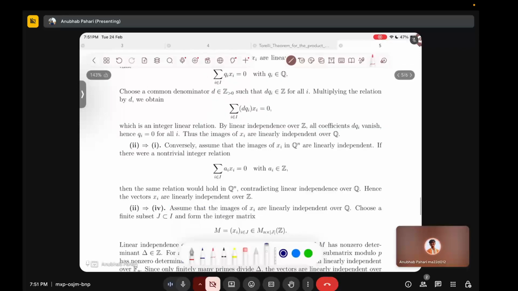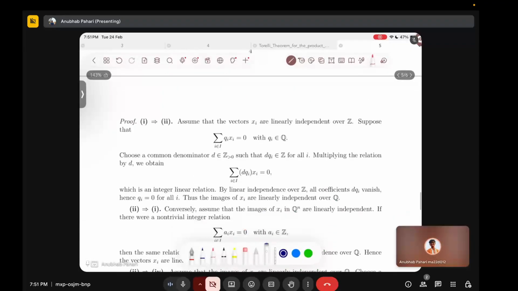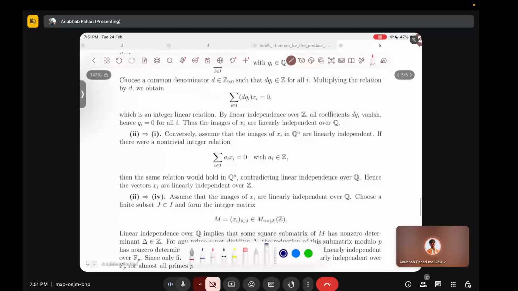q_i equals 0 for all i, and thus the images of x_i are linearly independent. Now we will try to show that 2 implies 1. That means if x_i are linearly independent over Q, we have to show that x_i are linearly independent over Z. So conversely, assume that x_i are linearly independent over Q. Now if there were a non-trivial integer relation summation a_i x_i equals 0 with a_i belonging to Z, then the same relation would hold in Q^n, contradicting the linear independence over Q. Hence this is satisfied and we are done. Now we'll look into 2 implies 4.